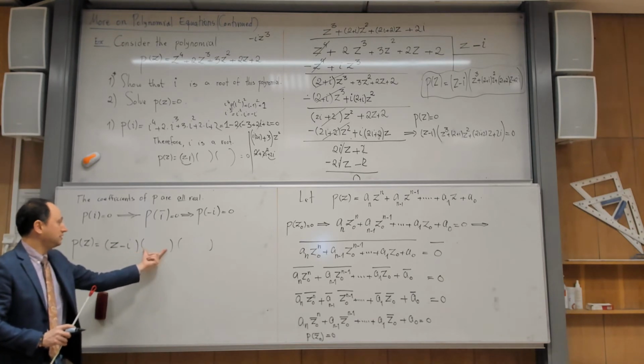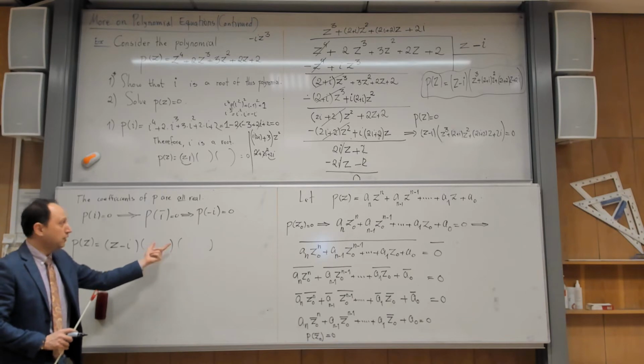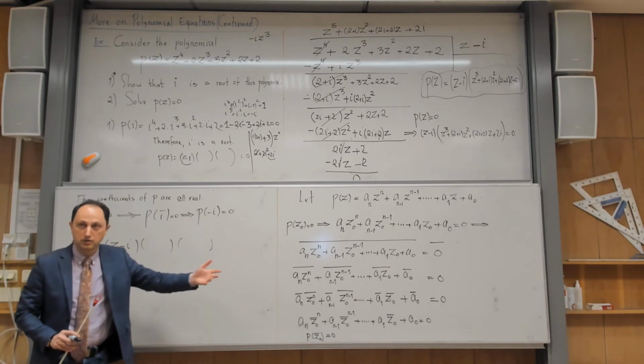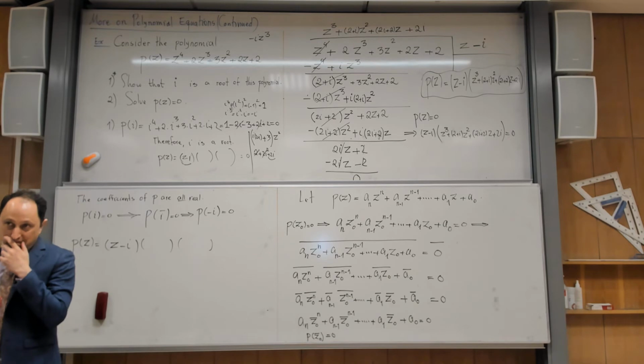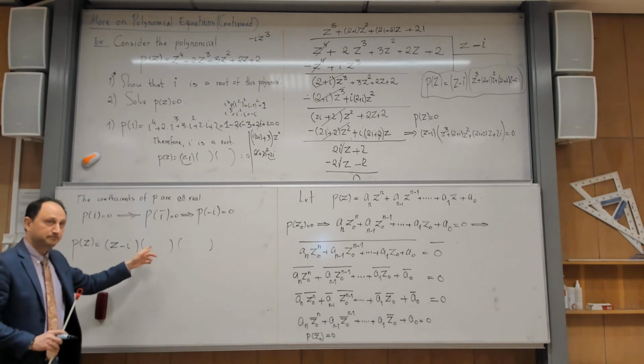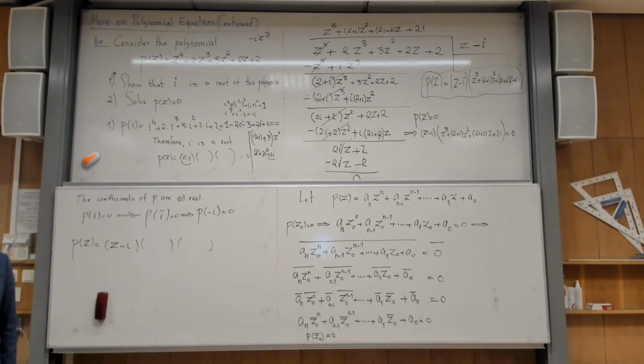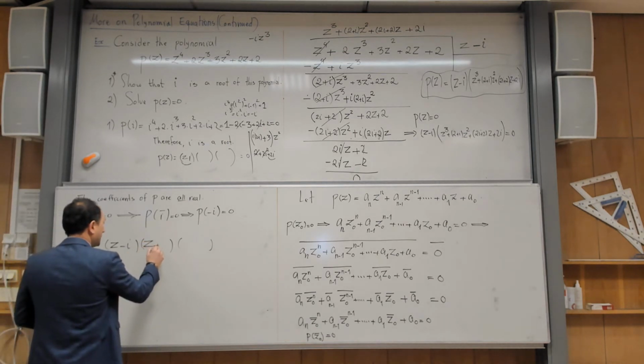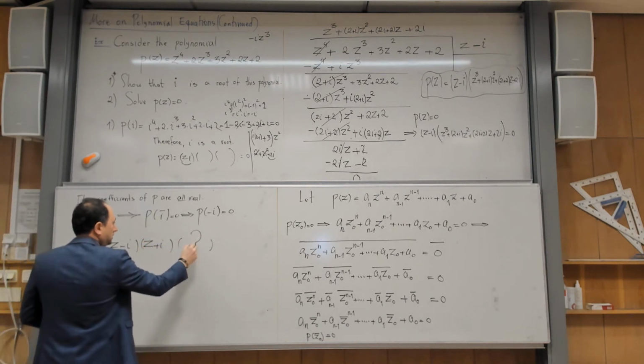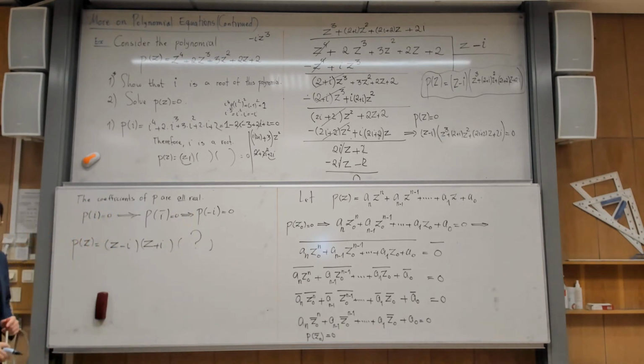But now I have some extra piece of information. Can you predict what this one is, definitely? Now you know that minus i is also a root. So what should be here? z plus i. Yeah, z plus i, thank you. So z plus i, but do I know something here? Not yet. I don't know. Is that clear or not?